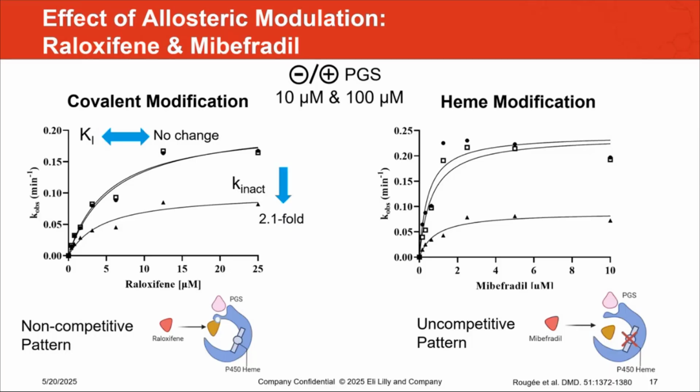In the case of mibefradil, we actually see that there's a small change at the low concentration of progesterone, but as we shift to the higher concentration, we're seeing both a change in Ki and Kinact, saying that the affinity of our inhibitor is decreased, our Ki is getting bigger, so the potency is getting lower, and the inactivation rate is decreasing. And so the efficiency of the inhibitor towards that enzyme is decreased.